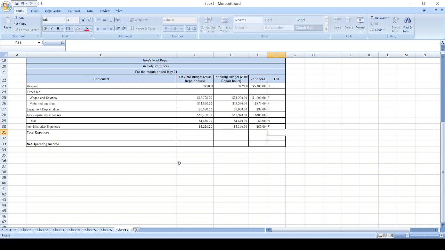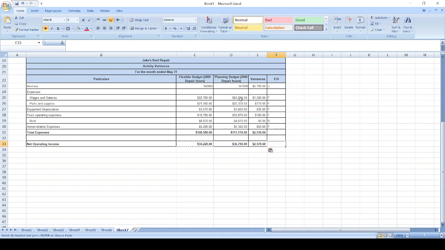It is also favorable. Now we will calculate total expenses, which is equal to the sum of the values above. Copy the formula, paste the formula. Same here. Now we will calculate net operating income. Net operating income is equal to revenue minus total expenses. Copy the formula, select the cell and paste the formula.